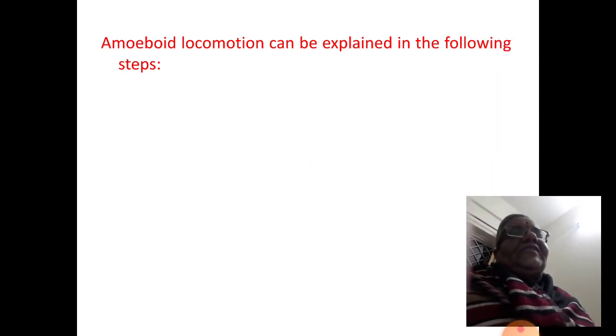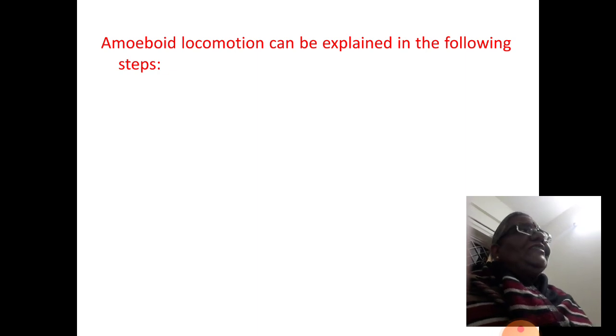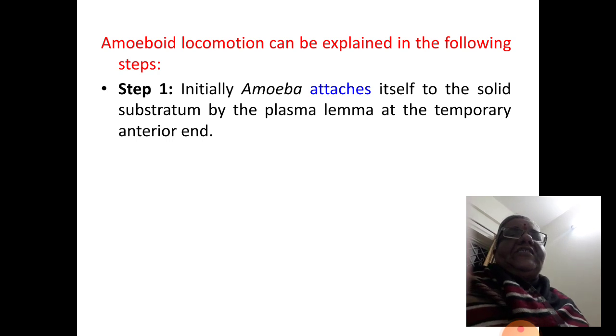To make you understand, this is a little complicated topic. To make you understand, the amoeboid locomotion has been explained in 10 steps, step by step. Let us understand what happens step by step, okay? Then, step 1.